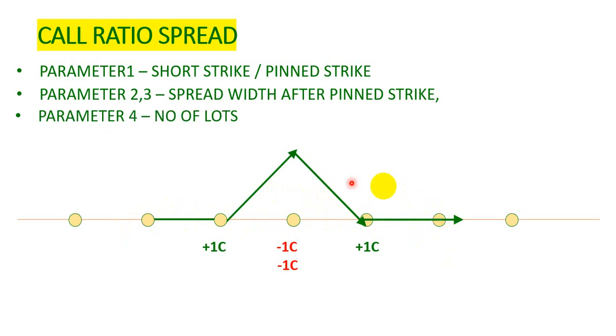Another thing in addition is the ratio, 1, 2, 1. You sell 1, you sell 2, buy 1, buy 1. You can sell 3, you buy 1 here, buy 2 here. You can sell 5, you can buy 2 here, buy 3 here. So this ratio, the number of lots, also you can change. Based on that, the slope of this payoff graph will change.